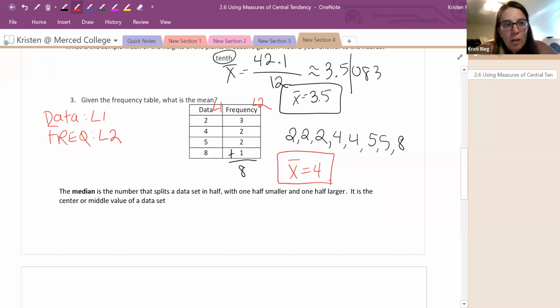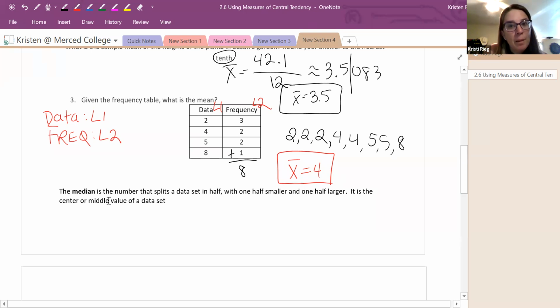If your argument is, well, it took me longer to do that than if I just added up all the numbers, it's because the data set's so small. As soon as this data set has 70 numbers in it, and we have a frequency table, it'll be much faster to use your calculator. So practice now while the data sets are small.